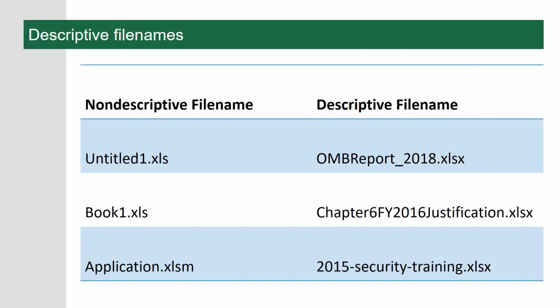You can look at the file name in the title bar in Excel, or in File Explorer on Windows, or Finder on a Mac. And to rename the file without creating a new copy, you can close it and then select it and choose Rename. I have some examples here on this slide of non-descriptive file names. A non-descriptive file name would be something like Untitled 1, Book 1, Application. A more descriptive file name, again, is going to include information about what can be found within. Is it a report? Was it produced on a particular date? And so on.